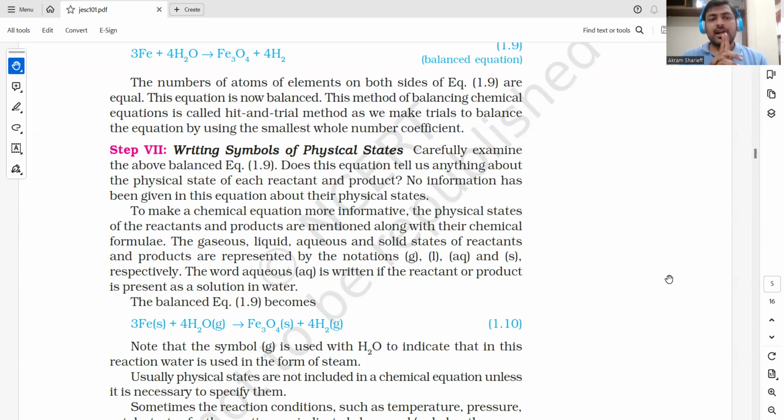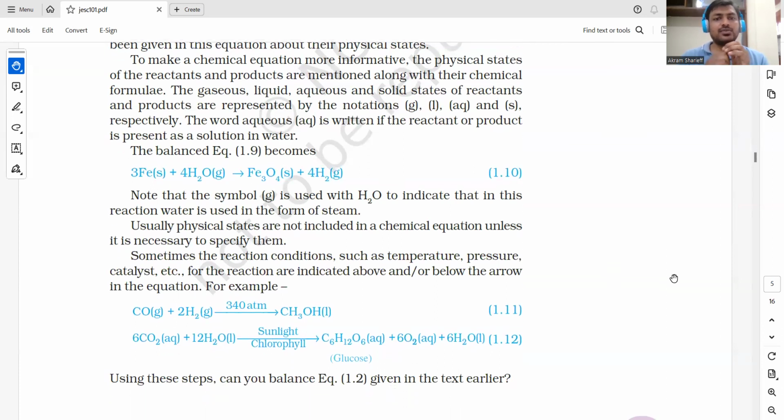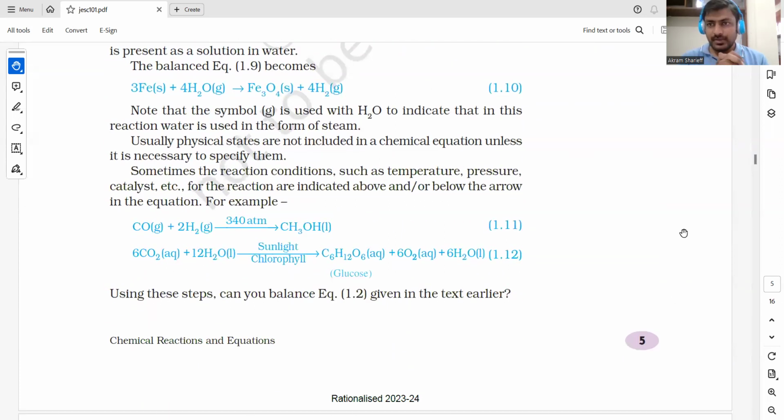The word aqueous is written if the reactant or product is present as a solution in water. So if you see here, 3Fe, Fe is written as a solid there. That means iron in solid form is used. Water in a gaseous form is used, that means basically steam. Fe3O4 is going to form in solid form, and hydrogen is going to evolve in gaseous form. Note that the symbol G is used with H2O to indicate that in the reaction, water is used in the form of steam. Usually physical states are not included in a chemical equation unless it is necessary to specify them. So generally, we don't include them till there is a need to specify them.